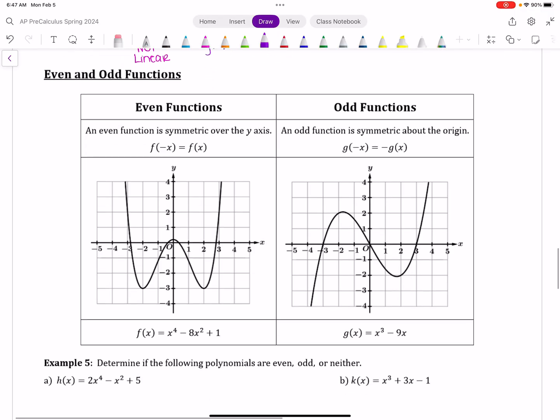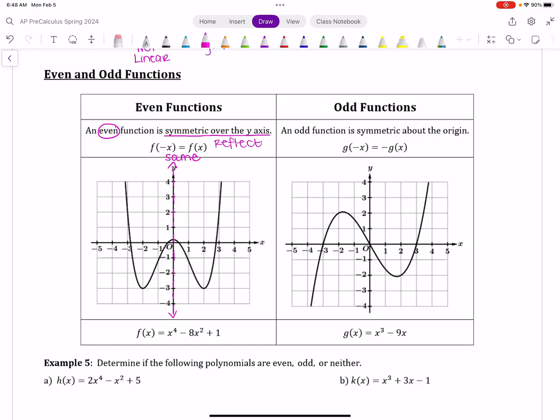Next, we're going to look at even and odd functions. So if you recall, an even function is symmetric over the y-axis, which means it has reflectional symmetry, so it reflects over the y-axis here. And algebraically, we know it's an even function if f of negative x is the same as f of x. And you can see an example below.